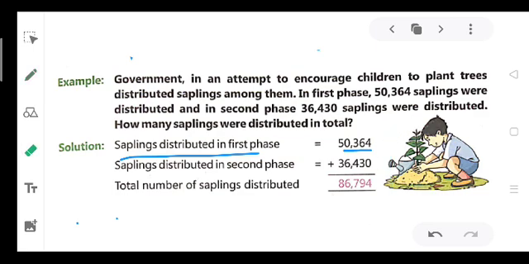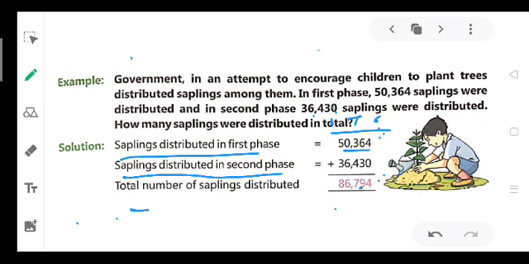Saplings distributed in first phase is equal to 50,364. Second line, saplings distributed in second phase is equal to 36,430. When you write the digits, firstly mark the places here. Be careful. In this example it is not written, but you have to follow. Firstly write their places here, 1, 10, 100, 1000 like this. Then write the digits under their places.